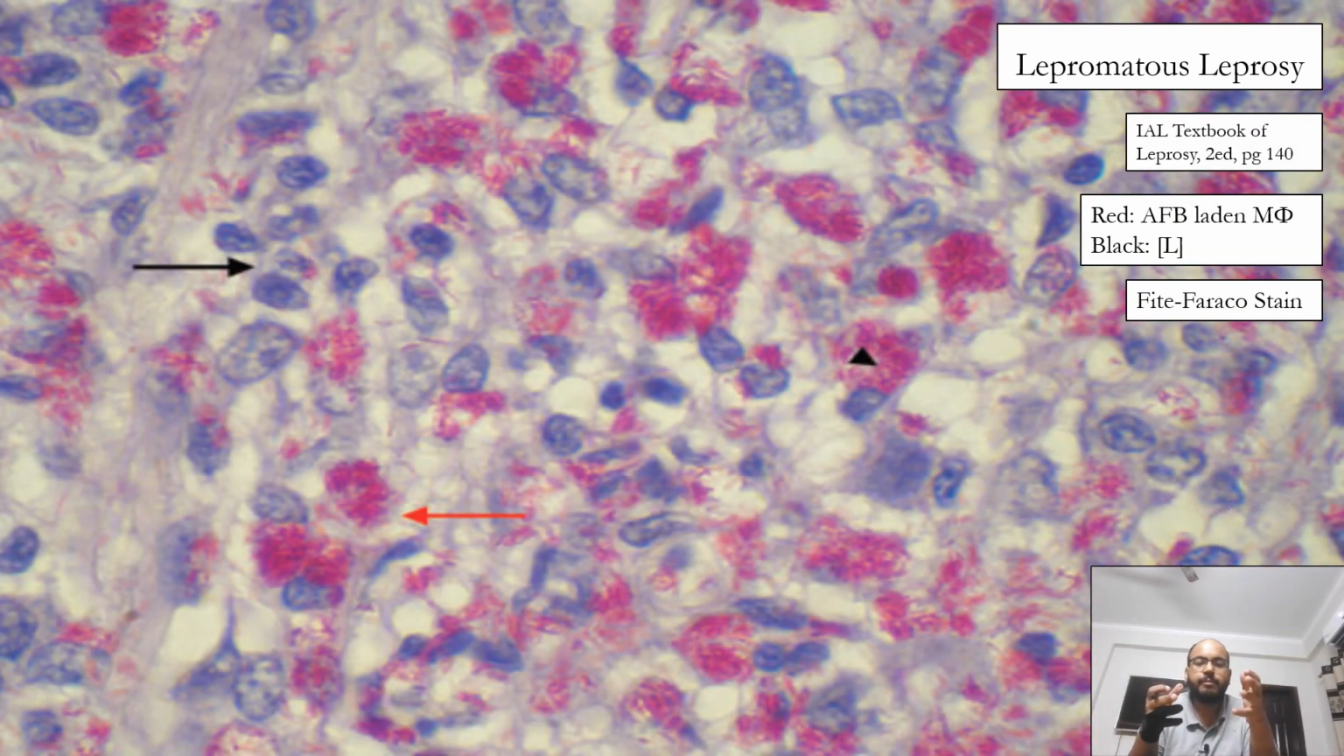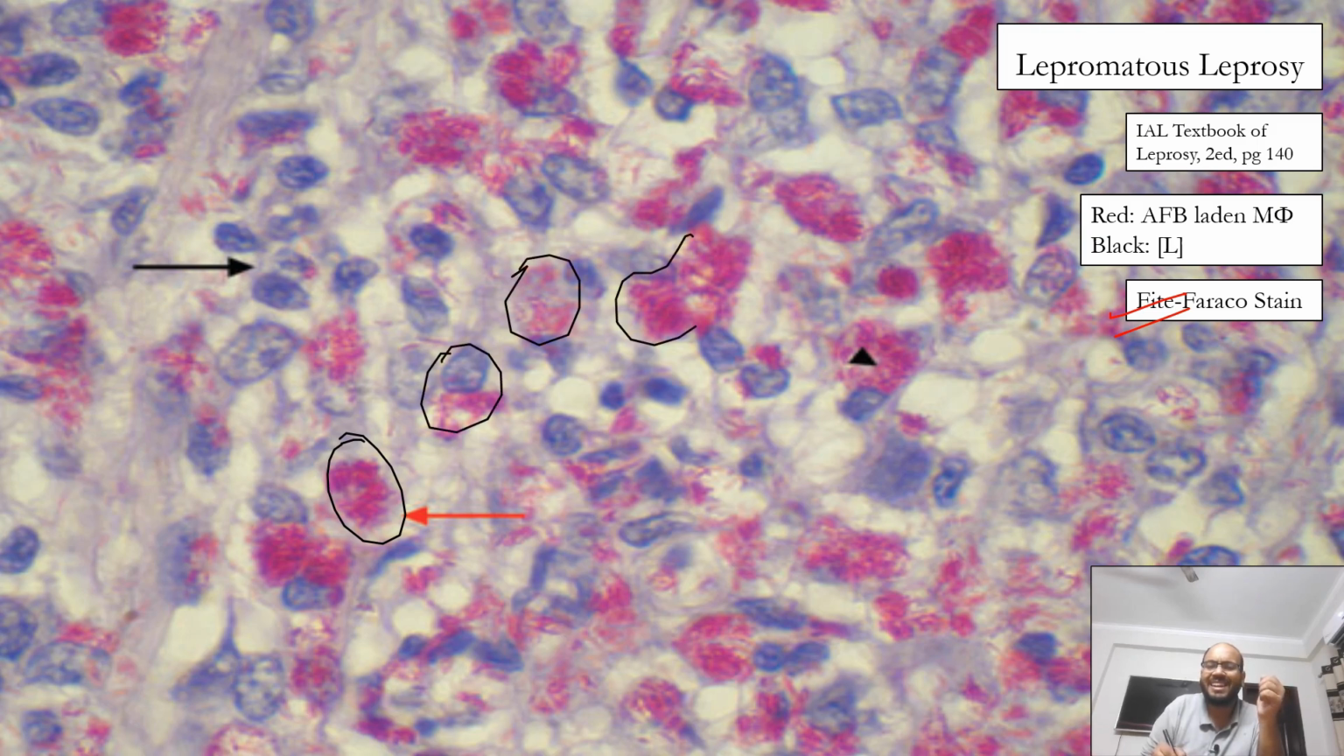This picture is a magnified version of a similar slide, and this is also a Fite-Faraco stain. Here you can easily visualize macrophages filled with AFB. These red clumps are nothing but AFB. AFB is inside the macrophages; they are laden macrophages. That means the cytoplasm is completely taken up by AFB. So in the lepromatous pole, the macrophages, lymphocytes, epithelioid cells are not able to kill the bacilli. The macrophage just eats the bacilli and keeps them hidden inside. It is just collecting bacilli and keeping them inside. That is why macrophages are filled with lepra bacilli in lepromatous leprosy. Let's move forward.